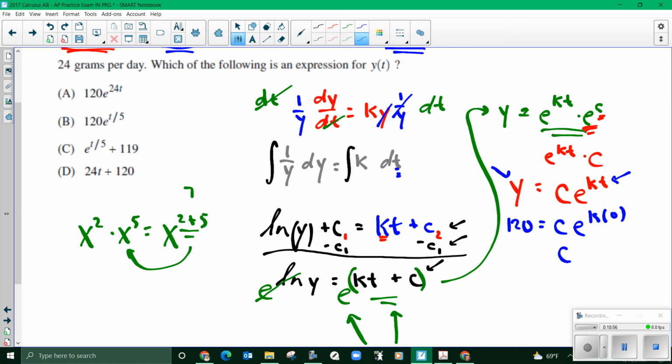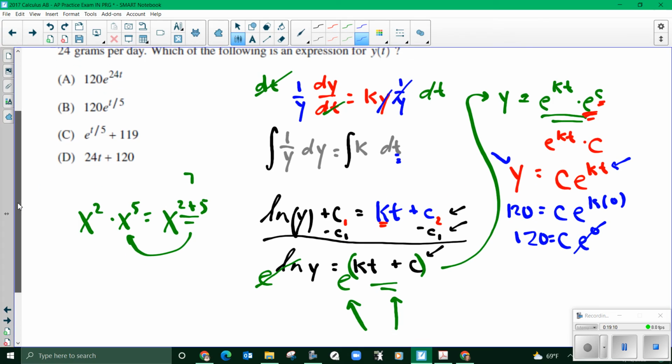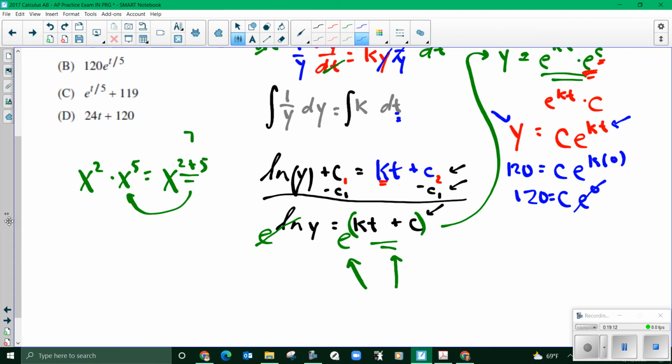So now I've got c times e to the 0 equals 120. e to the 0 is 1, goes bye-bye. My c is 120. That was actually very simple. And look at us, we were a little bit nervous. Now, let's replace my c with 120. All right? We're almost done.